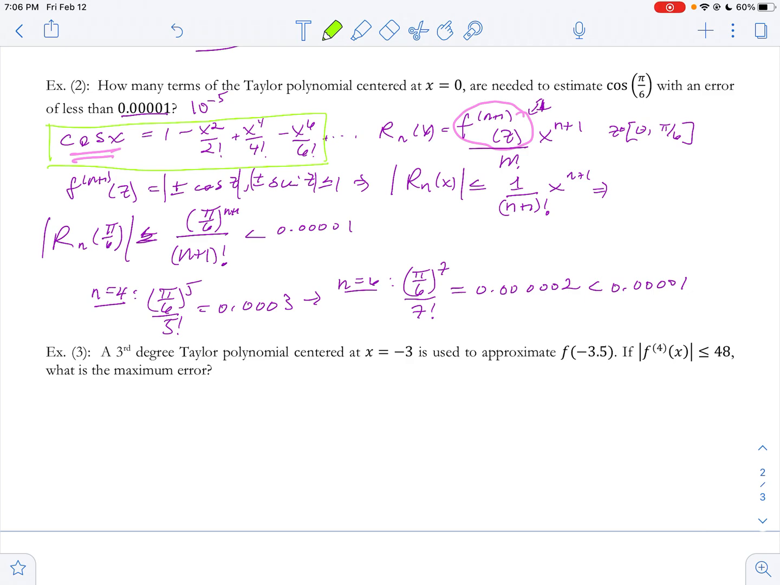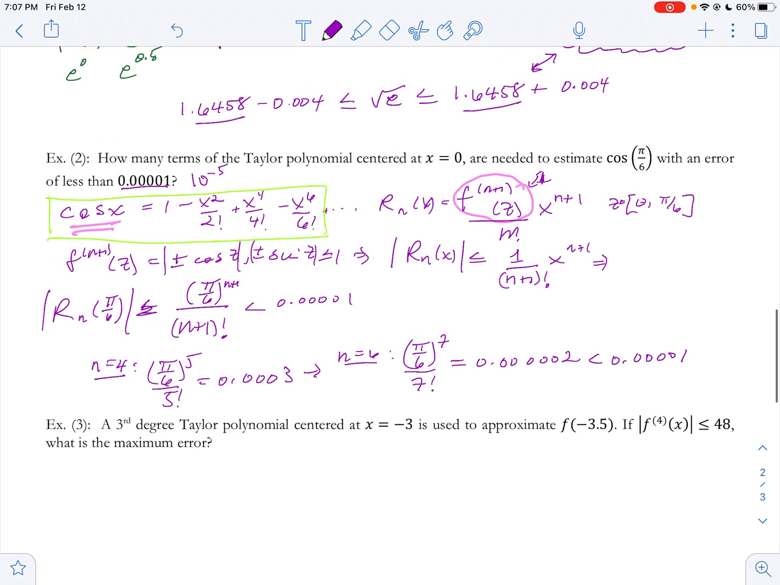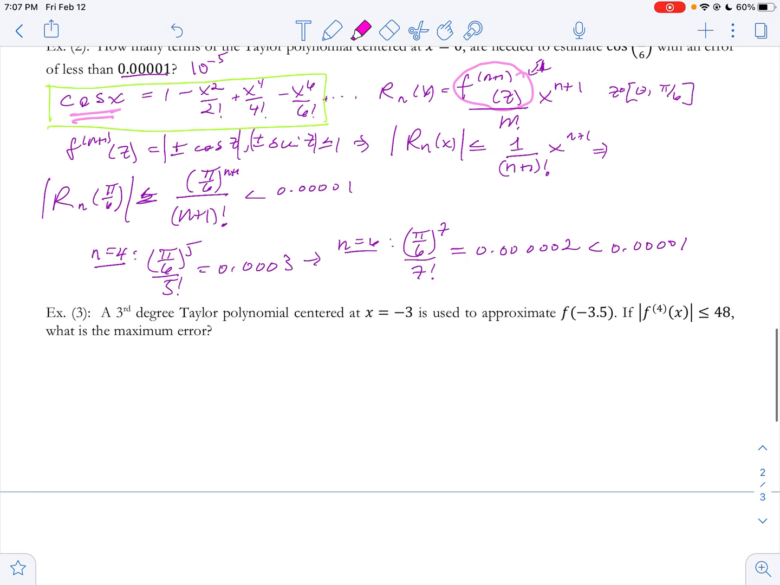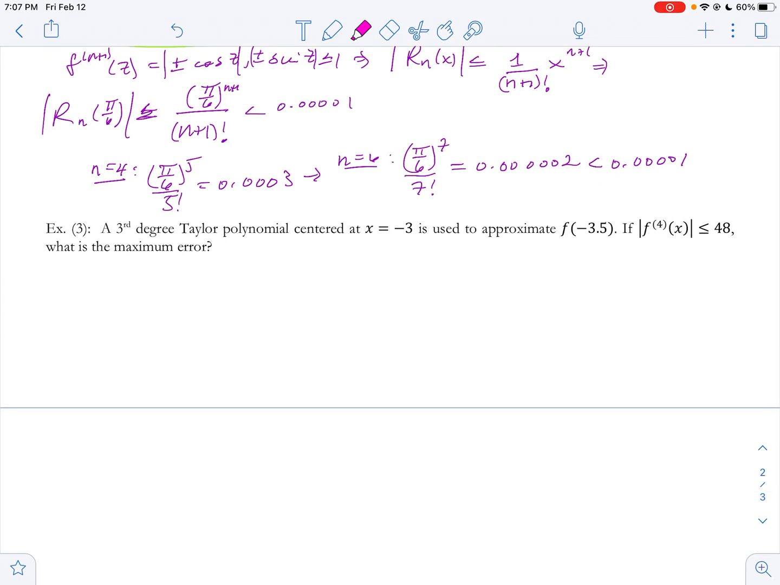All right, on this last example, there are 3 cases that usually come up most often. One is where you plug in your z by picking your z's from the interval. Or you've got sine or cosine, so you let M equal 1. Or you're actually given the information that you need. In this situation, this statement right here tells you that this is your M. It says a 3rd degree Taylor polynomial centered at x equals -3 is used to approximate f of -3.5. If we know this, what is the maximum error?